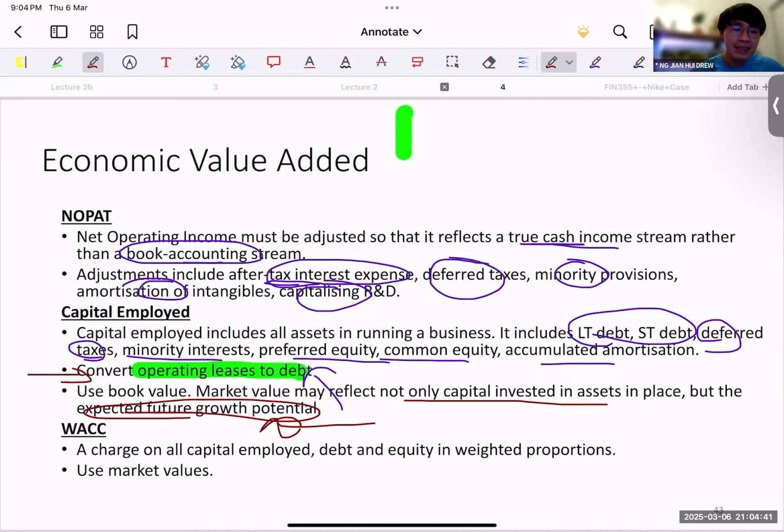In the same sense, because EVA is very similar to RI. The whole idea is that if we use market value, we include expected potential growth. And this means we are actually double counting the growth of the company by using both the market value and the EVA concept, or the market value and the RI concept. Which is why we just use the book value here for EVA and RI.